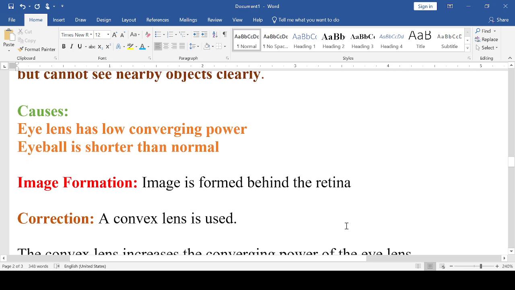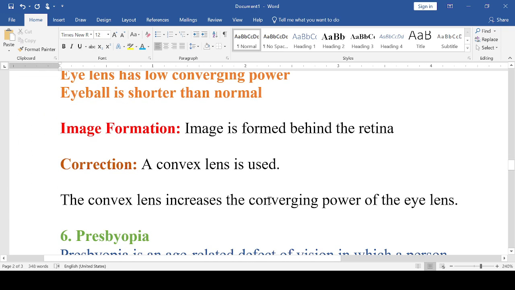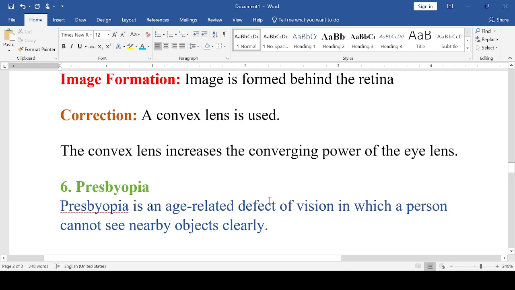The image will form behind the retina, so for correction he will use a convex lens. Why? Because it will increase the converging power of the eye lens.